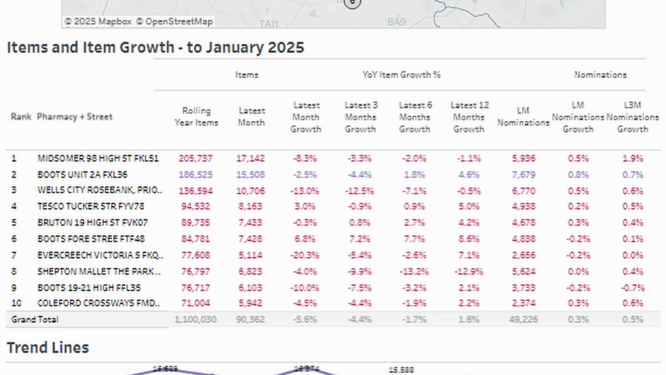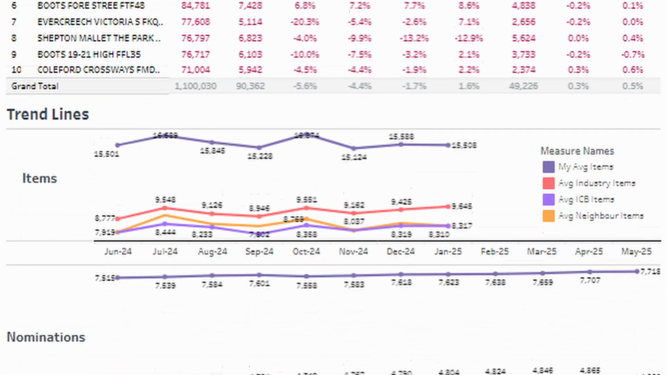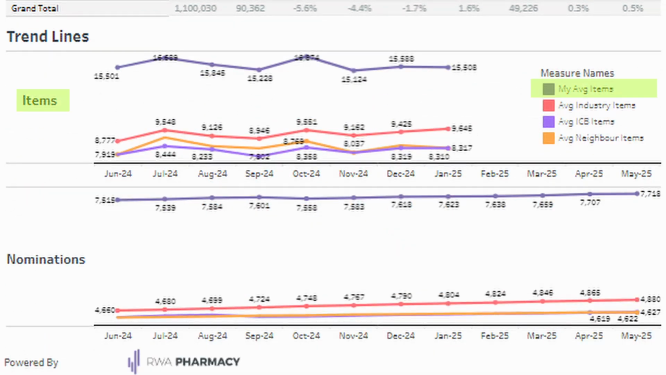Your pharmacy is highlighted for easy reference, and each figure is paired with a percentage change to help you quickly spot whether you're growing faster or slower than those around you. Below the table, there's a trendline visual showing how your item numbers are progressing over time, compared to your local average, ICB average, and the national industry trend. This gives you context on whether your changes are specific to your pharmacy or part of a wider pattern.